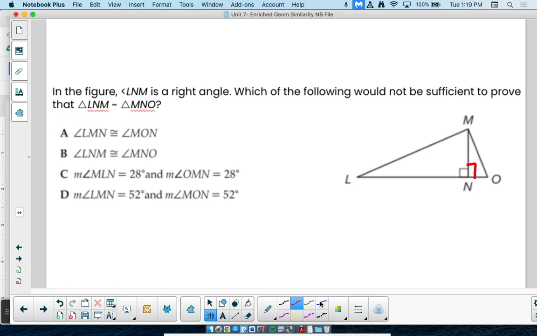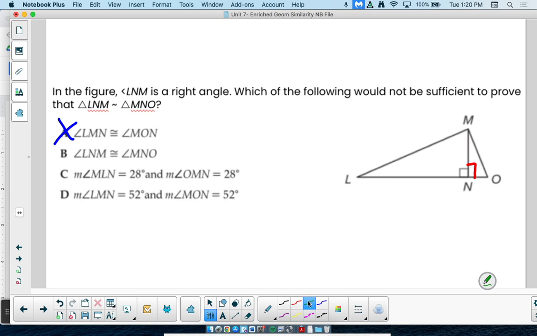So let's look. Angle LMN. Where is that? LMN, the top guy, is congruent to MON. Is that enough information to say they're similar? Yeah. So that one works. Okay. Let's try the next one. Remember, we're looking for the one that doesn't work.